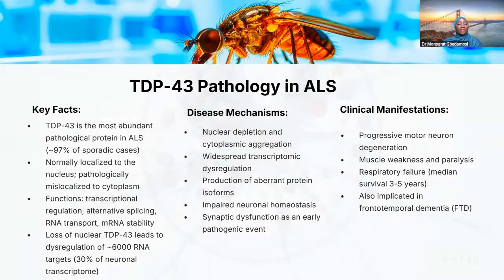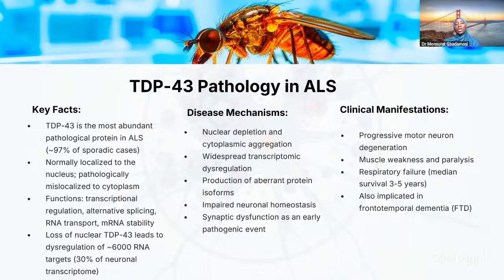And as I've said, TDP43 is the hallmark of the disease, because the protein is the most abundant pathological protein found in ALS, both sporadic and familial. And usually it is the problem of the levels of TDP43 that is the basis of the various animal models of ALS that are available for us to use for research, because normally the protein is in the nucleus.